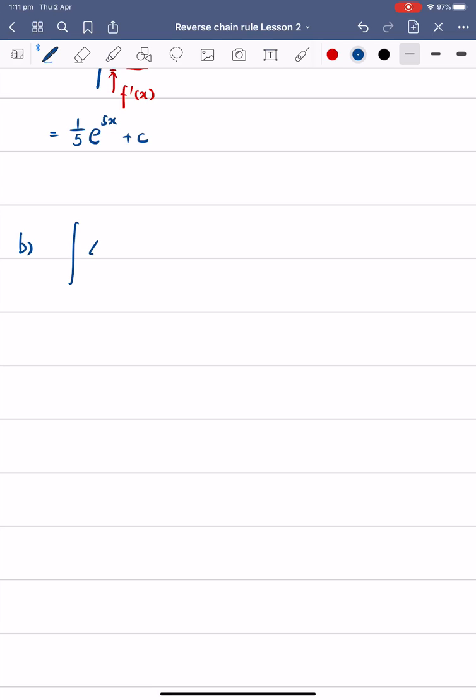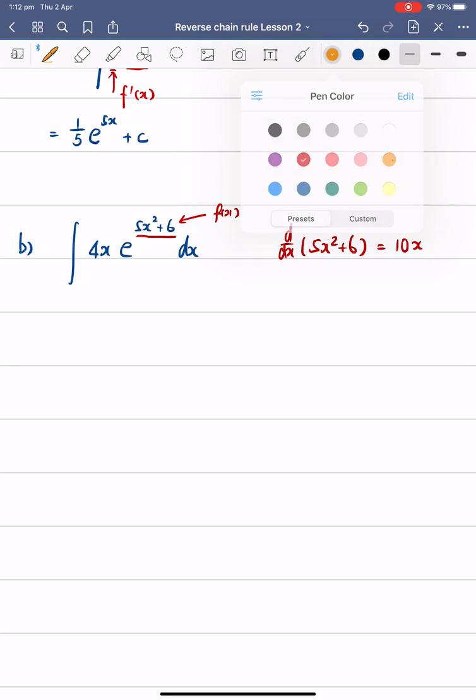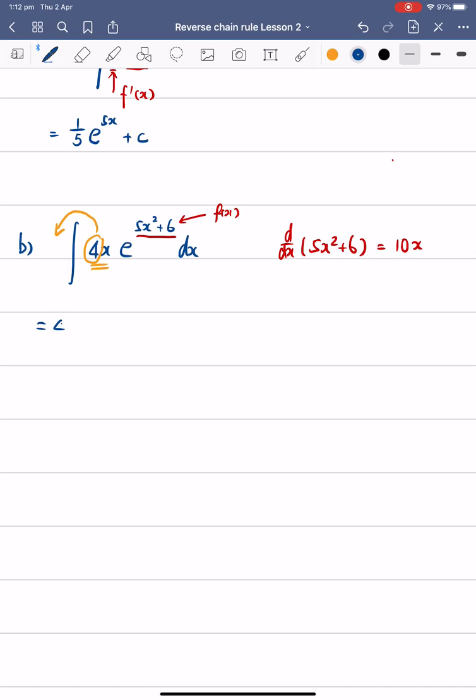What if the question gives you 4x times e to the power of 5x squared plus 6 dx. All right, it's very, very similar to the question we did before. The first thing you do is check the power, that's the fx here, and then you differentiate that, 5x squared plus 6. So the derivative of this is equal to 10x. That means what you need to have in front here has to be 10x. Now you have 4x. It's not that hard to change the 4x to 10x. All you need to do is move the 4 outside, so you have a space where you can write the numbers that you need.